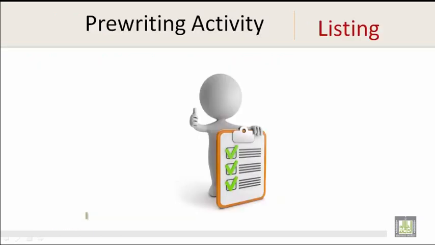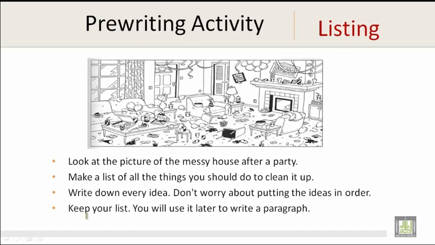Let's have a pre-writing activity. Listing. Look at the picture of the messy house after a party. Make a list of all the things you should do to clean it up. Write down every idea. Don't worry about putting the ideas in order. Keep your list. You will use it later to write a paragraph.